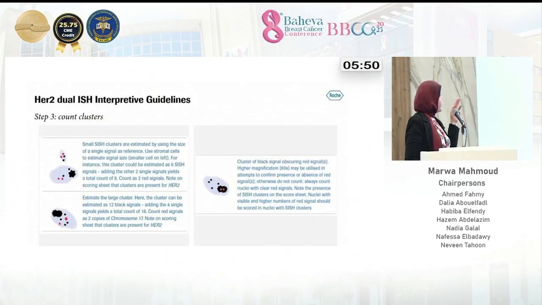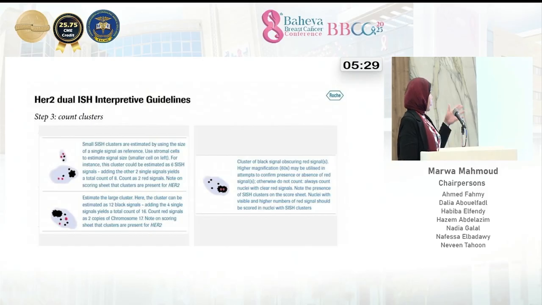لو الكلاستر سايز بتاعتي بالنسبة للـsignal size زي اللي في أول الصورة دي، فأنا هعد دول كـ6 signals. يبقى السمول كلاسترز بعدها بـ6 signals. فهنا في الفوق دي في 6 signals وفي 2 separate، فالتوتال هيبقى 8. يبقى 8 في الـHER2 وفي 2 red signals، فهيبقى في 2 في الكروموزوم 17.